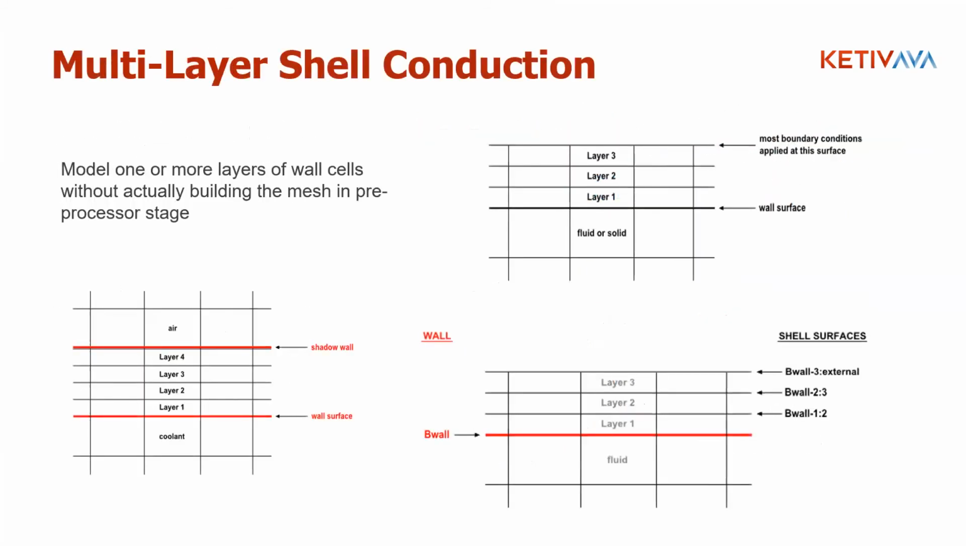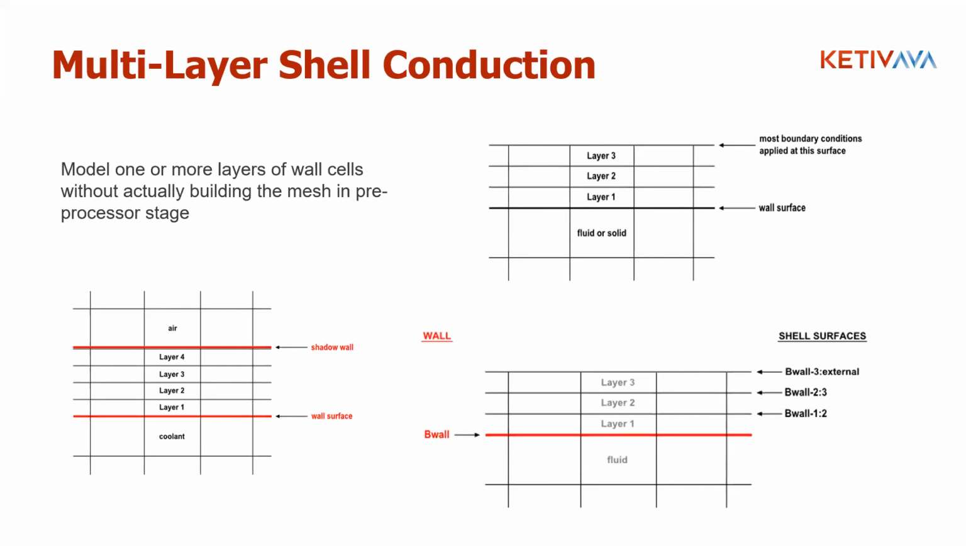So what is multi-layer shell conduction? Whenever you want to model heat transfer through solids, there are two ways of going about it. Either you model the mesh accurately, wherein you're physically including all the layers of different materials with different thermal conductivities, and that increases your domain, that increases the number of cells for computation, and that also increases your time and effort while building the mesh in the pre-processing stage.